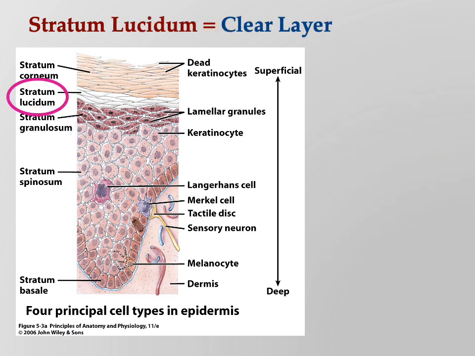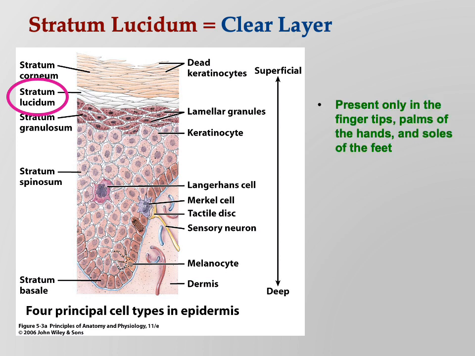So the stratum lucidum, lucid means clear. This is the clear layer. This is present only in the fingertips, the palms of the hands, and the soles of your feet. Can you think of why we might have an extra layer of cells in the palms and the soles of your feet? I ask this question in class, and usually somebody starts frantically waving their hand because they're very excited. And I call them and they say, yes, it's because we walk on the soles of our feet, and all throughout the day we pick up things and lean against things, and we're using the palm of our hand.